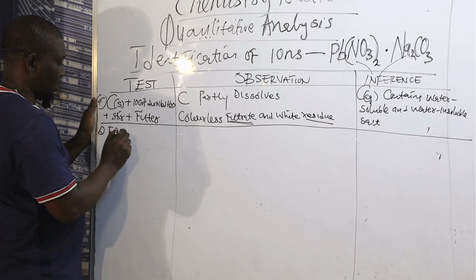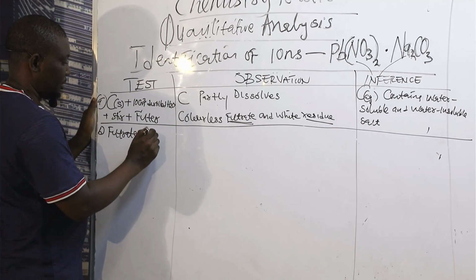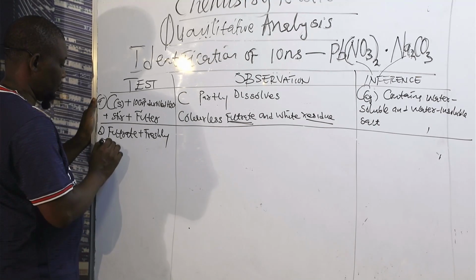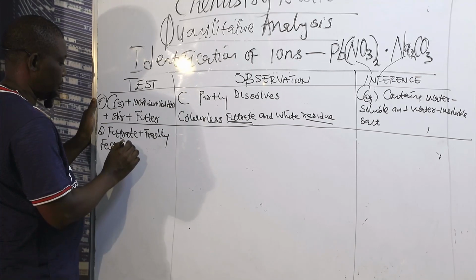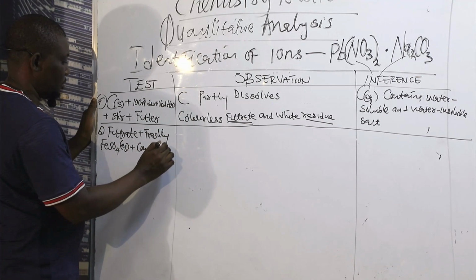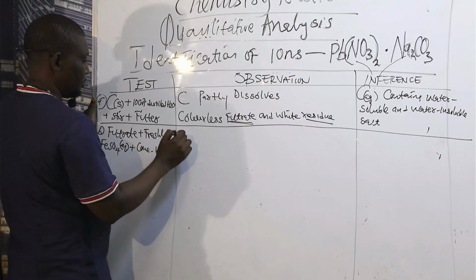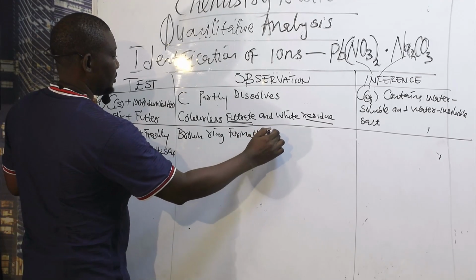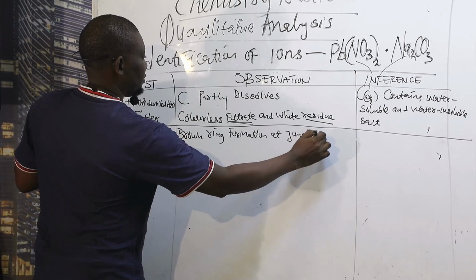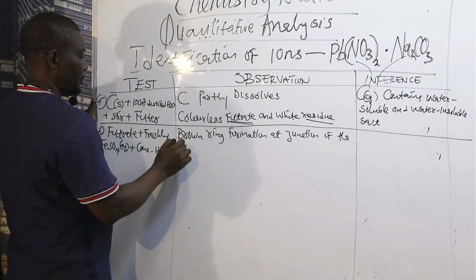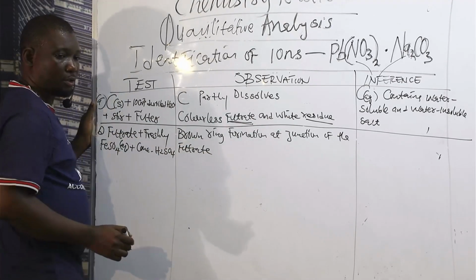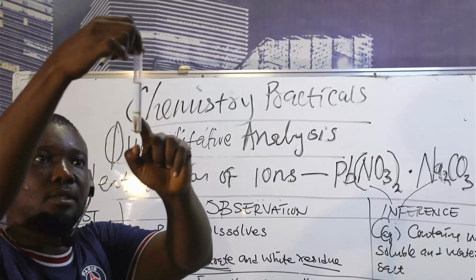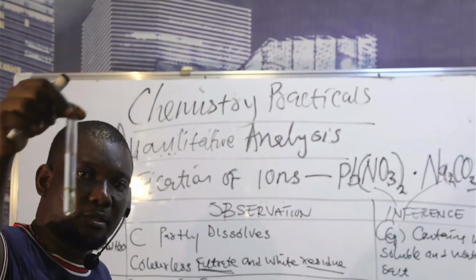Then filtrates. The moment we worked with filtrates plus freshly prepared iron(II) sulfate, FeSO4 aqueous, plus conc. H2SO4. What do you see? There is a brown ring formation at the junction of the filtrates. At the junction of the filtrates, see it here. See the filtrate here and the acid. See the brown ring here. See the freshly prepared here. So this is it.